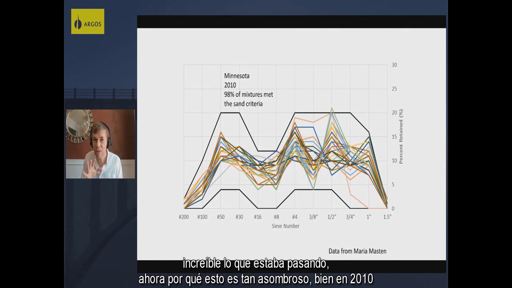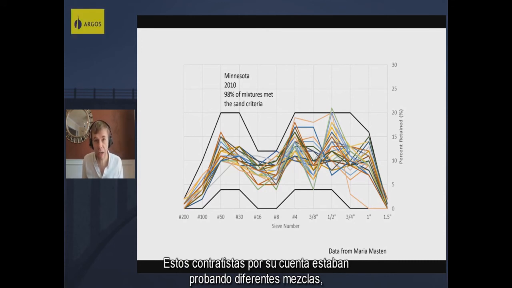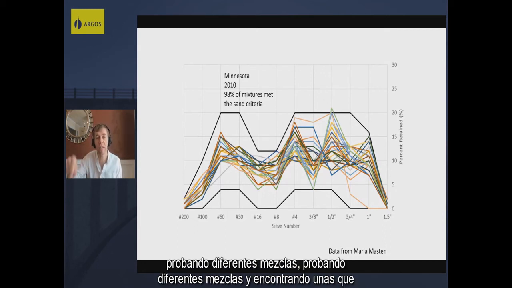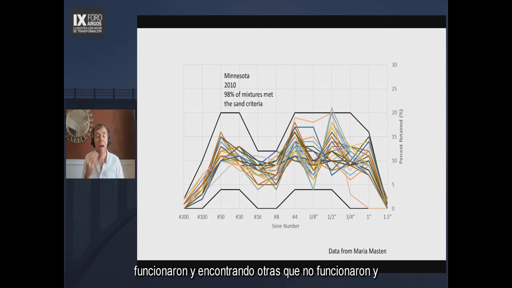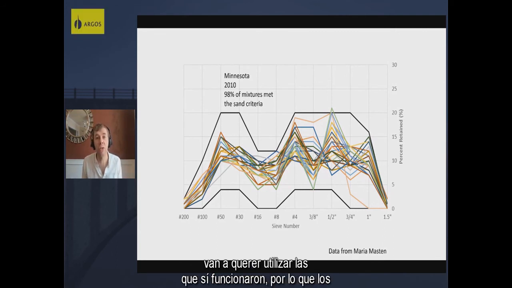Now, why is this so awesome? Well, in 2010, the Tarantula Curve didn't exist. It hadn't been invented yet. These contractors on their own were trying different mixtures, and finding ones that worked and finding other ones that didn't. And they're not going to use the ones that don't work. They're going to want to use the ones that do.